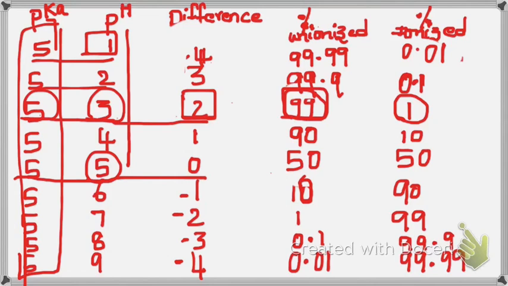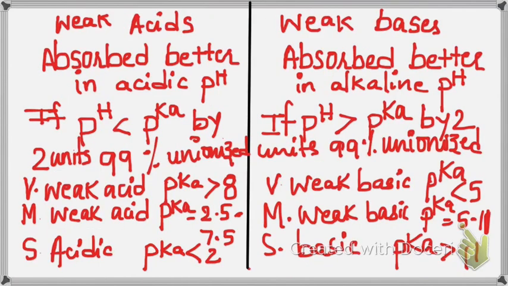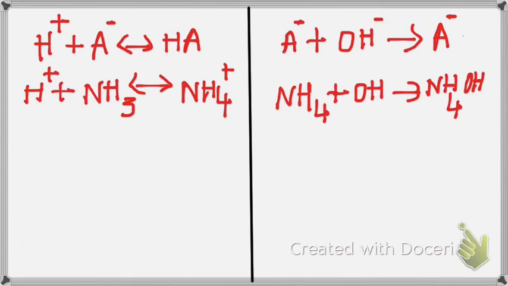Similarly, consider any basic drug, weakly basic drug with a pKa similar to 5. The majority of the drug is in the unionized form in the basic pH. So based on this, we can draw some conclusions. Weakly acidic drugs are better absorbed in the acidic pH, whereas weakly basic drugs are better absorbed in the alkaline pH. We can see this by an example.